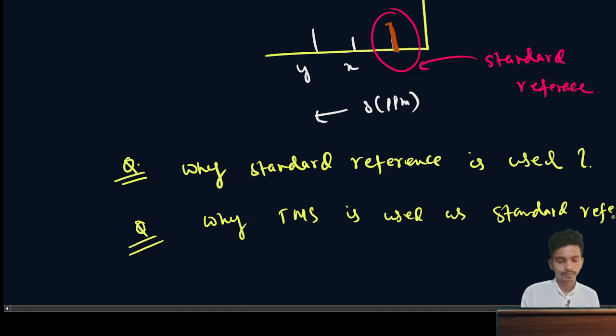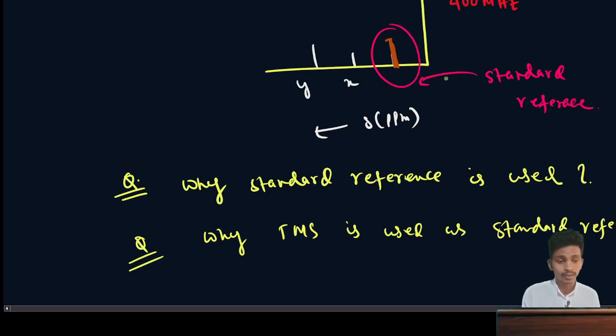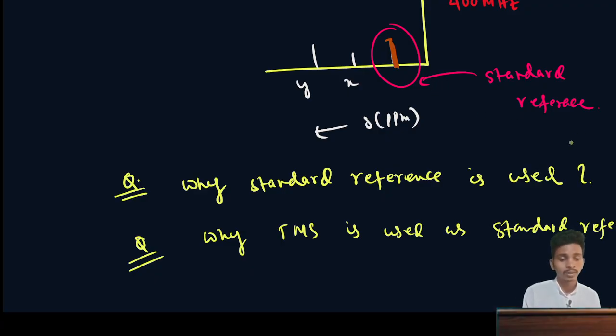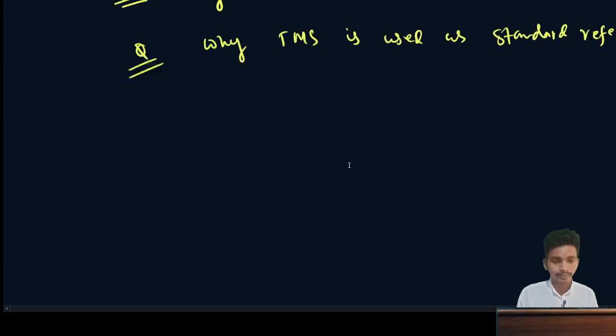Why can't you use something other than TMS? Is there anything other than TMS that can be used as a standard reference? These questions arise when we say a standard reference is used, and TMS is used in NMR as a standard reference. Why are you using TMS only, why can't you take another, and what conditions are needed for something to be used as a standard reference? So the first question is why we need a standard reference in NMR.